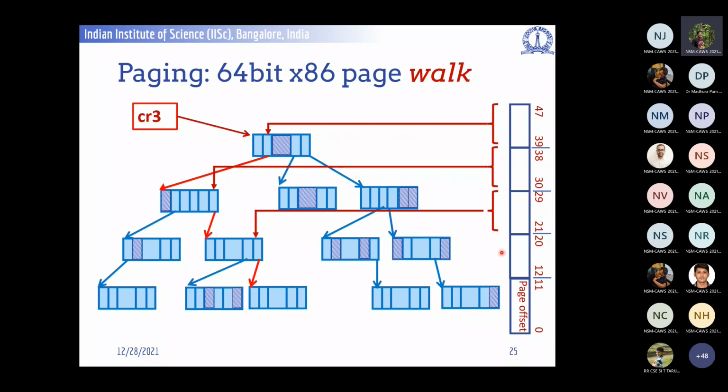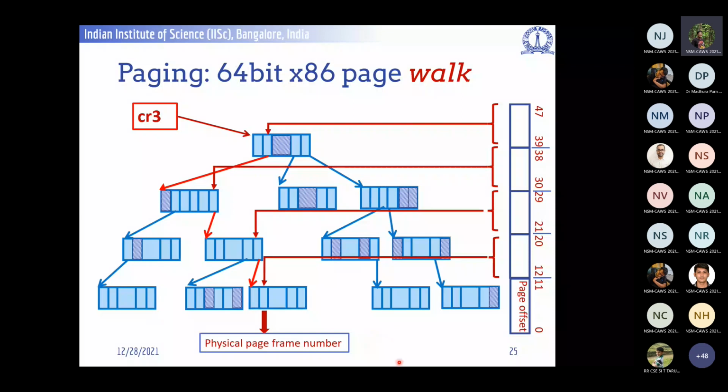Once you are at the leaf level, there are 512 possibilities. You take the last 9 bits to find out which particular page table entry has the physical page frame number corresponding to the virtual page number that you are looking for. There you go. Once you have the physical page frame number, you concatenate it with the page offset from the virtual address, and you get the physical address. That's how the page table is looked up.